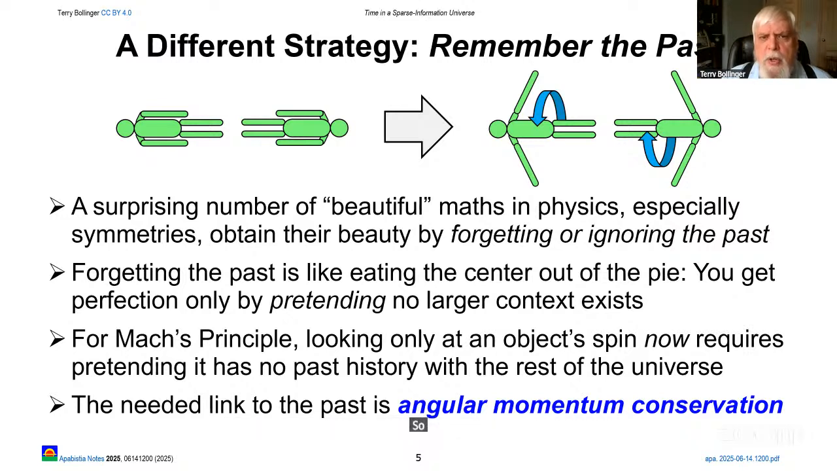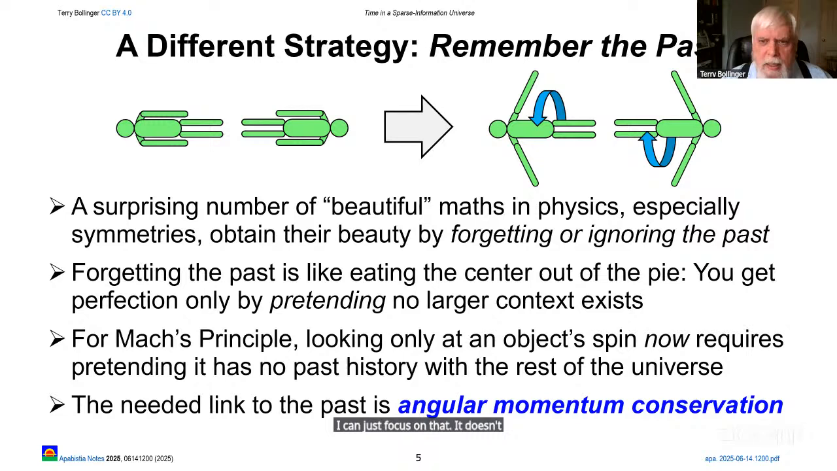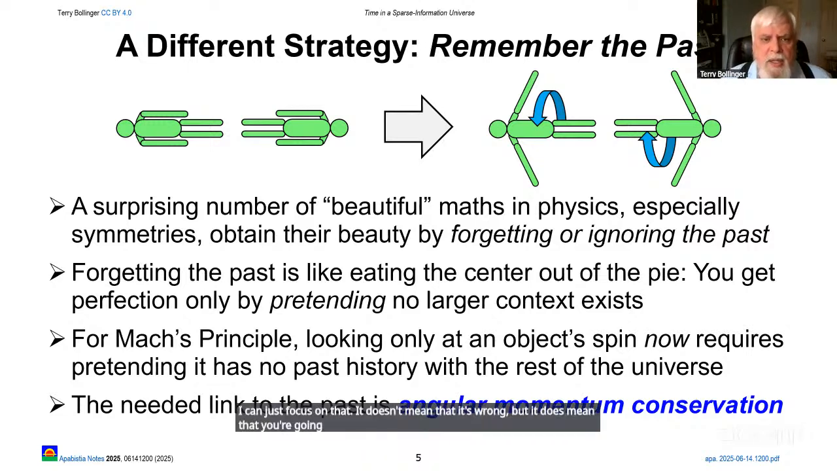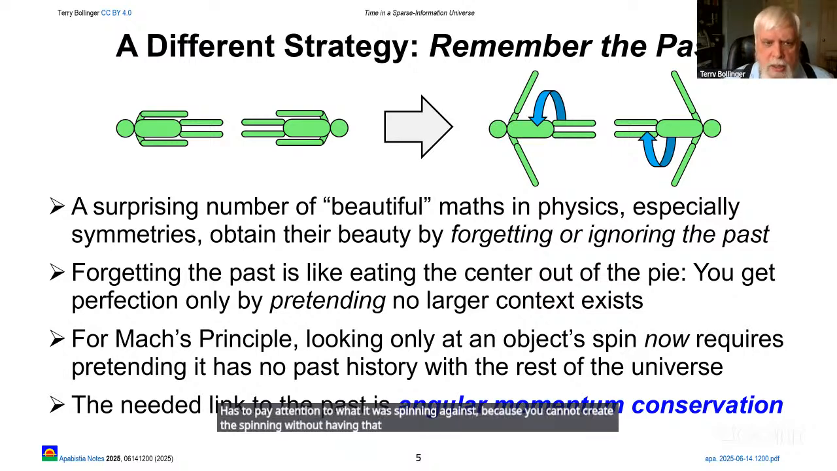So if you focus too much on beauty, on symmetries, and you say, yeah, I can just ignore the past, I don't need to know where it started, I don't need to know where it finishes, I can just focus on that, it doesn't mean that it's wrong, but it does mean that you're going to have an incomplete definition. In the case of Mach's principle, the object that is spinning has to pay attention to what it was spinning against, because you cannot create the spinning without having that additional constraint. So the link to the past in this case is something very well known. It's called conservation of angular momentum.